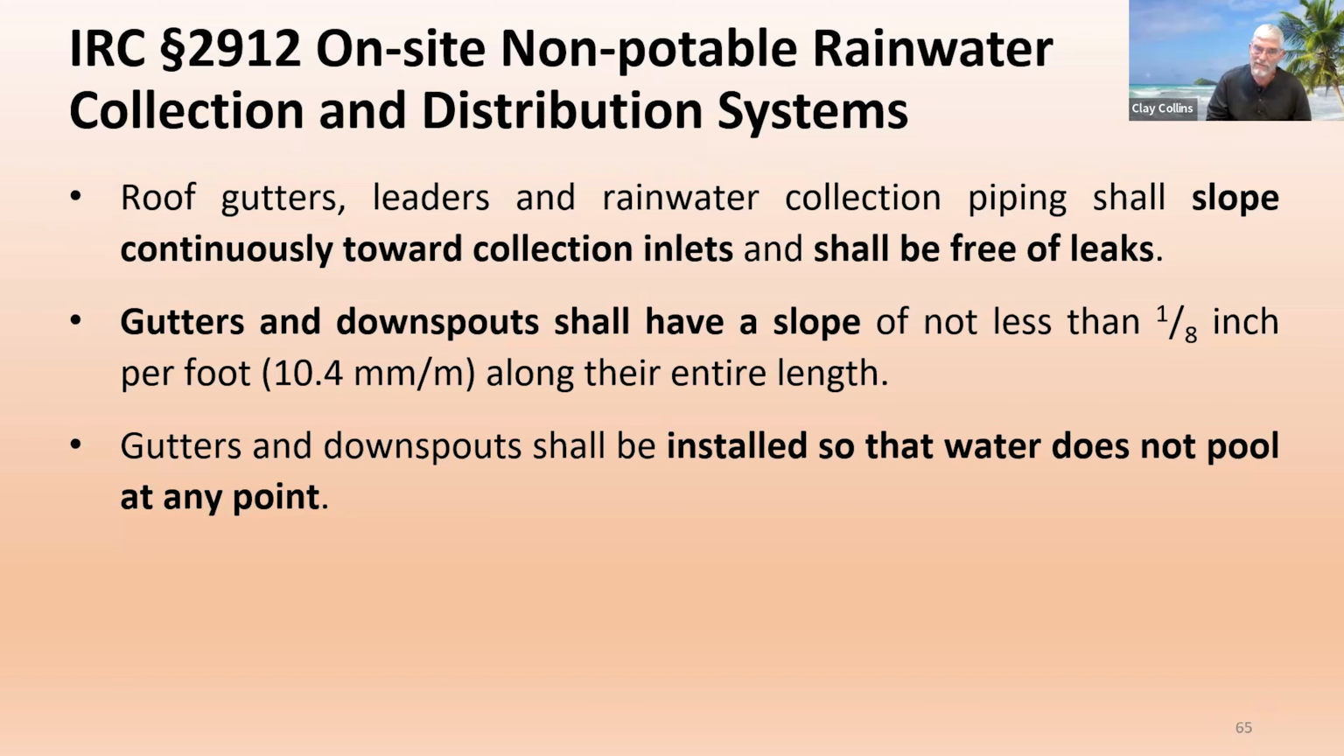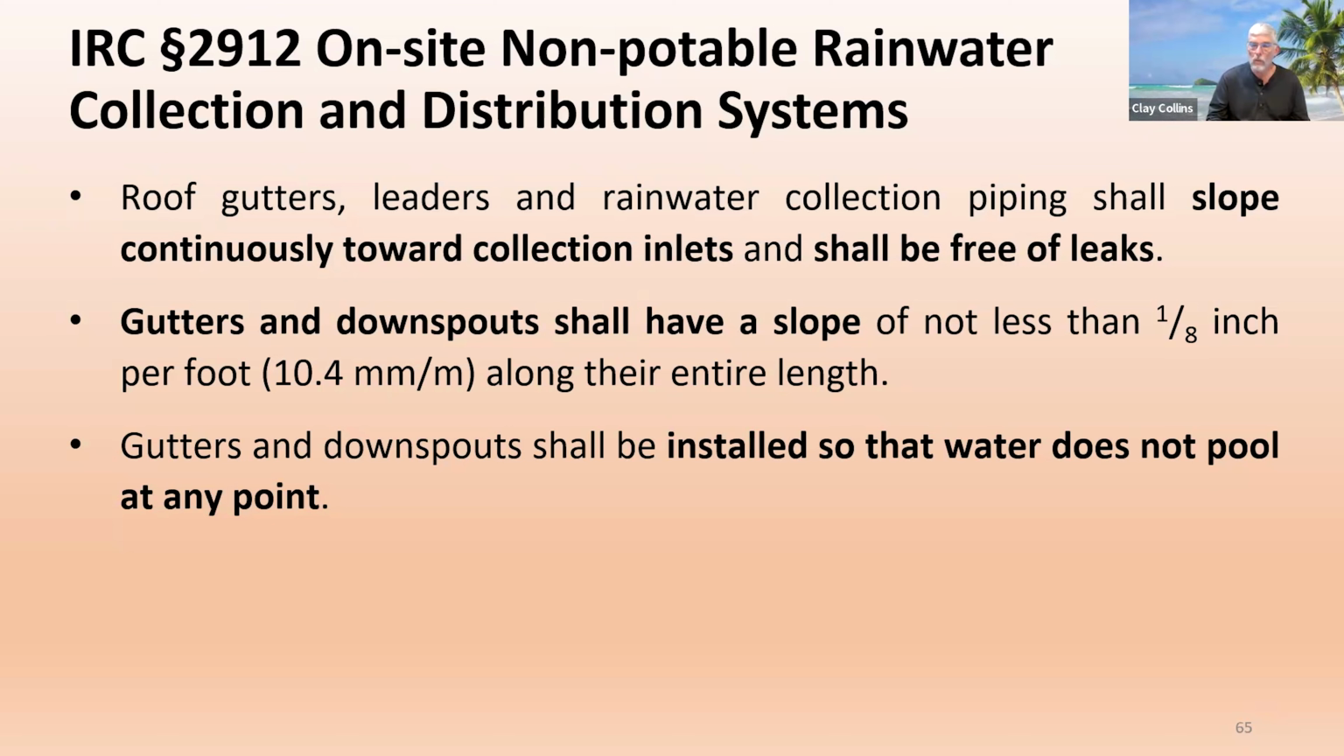And we also have where it is sloping towards the middle and not towards the end. So water is trapped in the middle of that gutter system, accelerating corrosion, causing the downspouts, the gutter system to sag, pull the nails out. It should slope an eighth of an inch per foot, and water should not pool at any point in there.